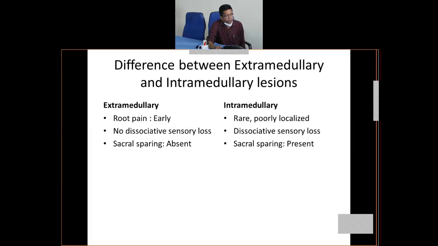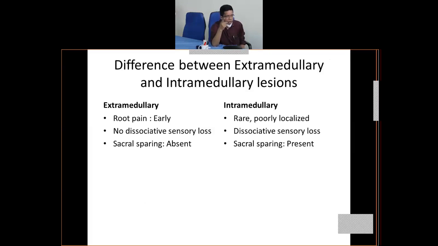In case of compressive, again, there may be extramedullary and intramedullary lesions, but it's very difficult to differentiate clinically. But there are a few minor points. Root pain is very early in extramedullary, and it's poorly localized in intramedullary. There is no dissociative sensory loss in extramedullary; dissociative sensory loss is seen in intramedullary.